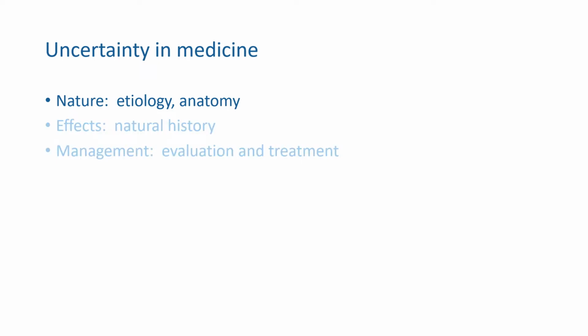The first set of frameworks I'll present provide a way of understanding the nature of uncertainty. Specifically, what is its etiology and anatomy? What is it? Where does it come from? And what does it look like?